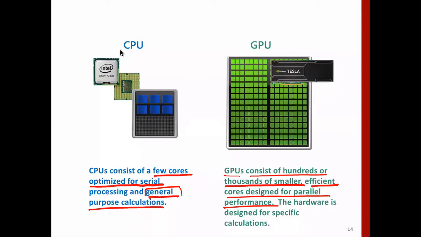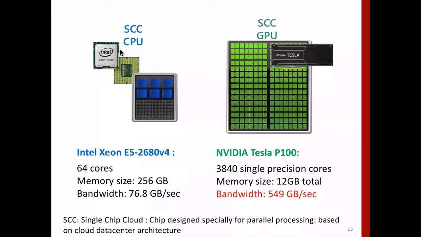Okay, and that CPU cannot do that. Now these are the calculations that you need to do, which are very specific, but it has to be done parallelly. So GPUs are meant for that. So hardware is designed for specific calculations. All right, so here is an example.